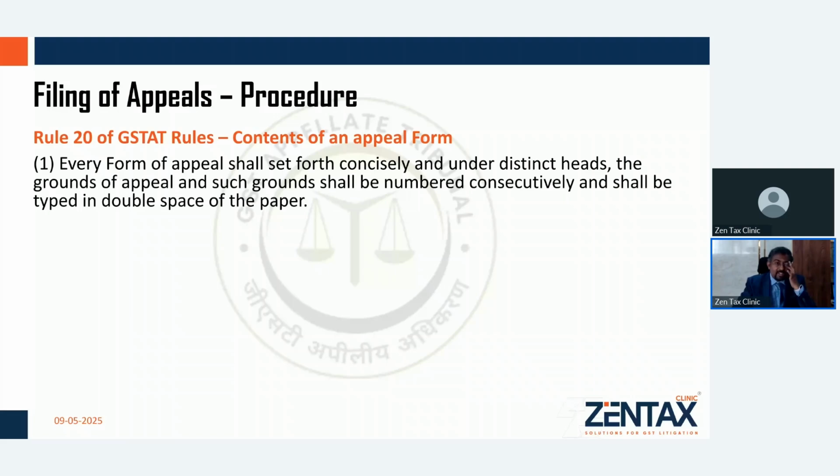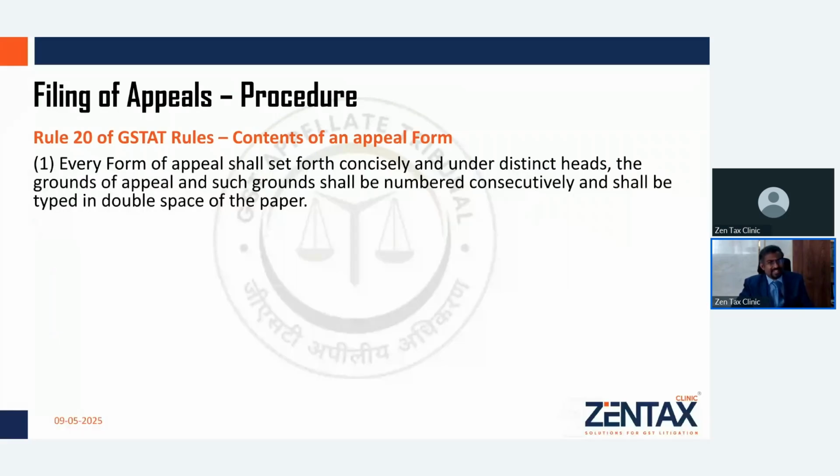You are substantiating with any of the case laws or the legal interpretation under the GST Act or the rules thereunder, the notification circulars, each of it will be a separate ground. And each of these grounds will have to have a separate heading and it has to be numbered consecutively.